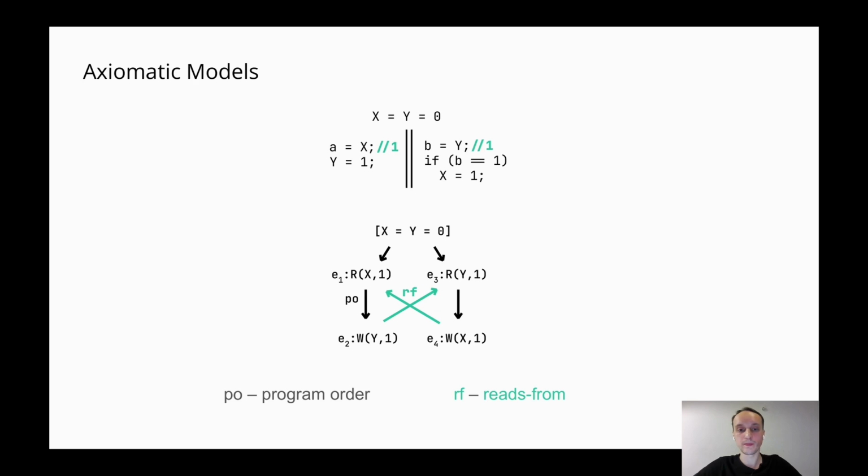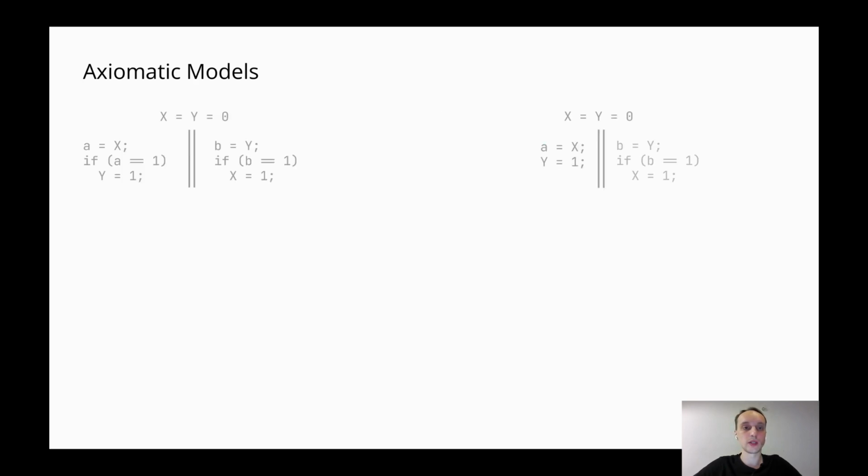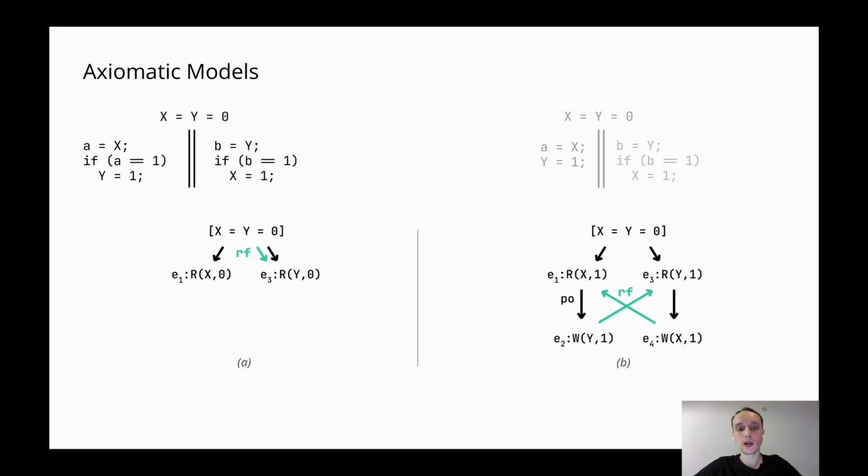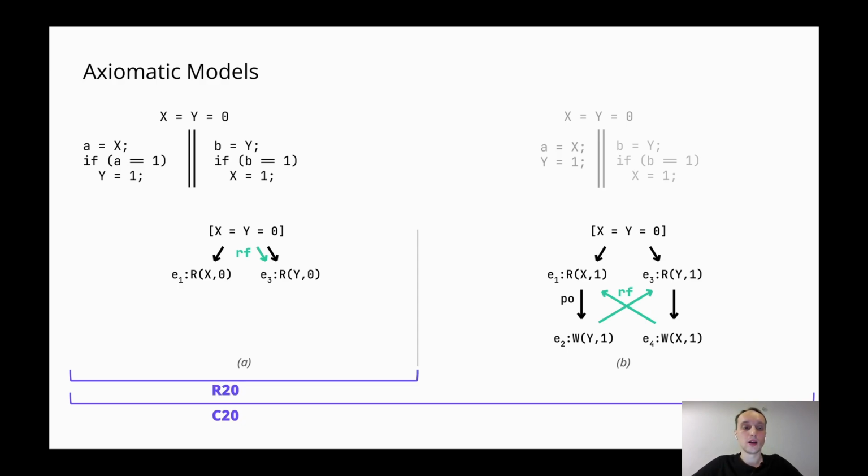Semantics of the program is defined as a set of execution graphs, and the memory model defines what execution graphs are consistent. So, going back to the examples, if we consider the program on the left and all its possible execution graphs, the C20 memory model considers all of them consistent. On the other hand, the RC20 model considers only the left graph as consistent. That is because RC20 is basically C20 consistency plus an additional constraint requiring that the union of program order and reads from relations should be acyclic.